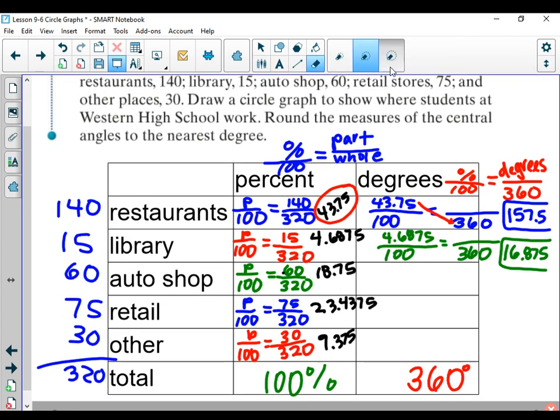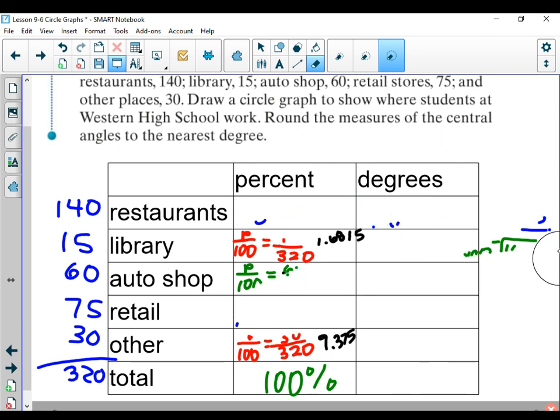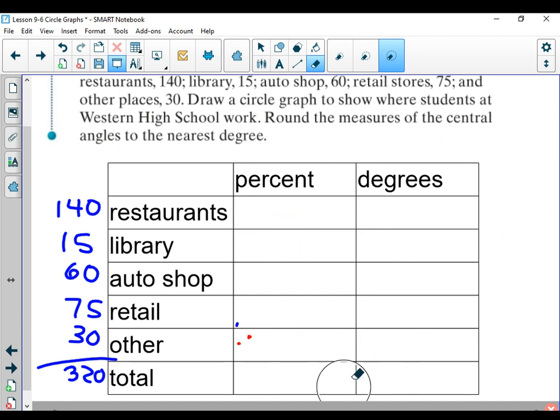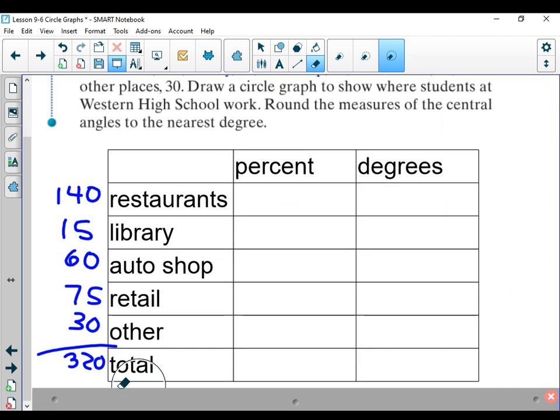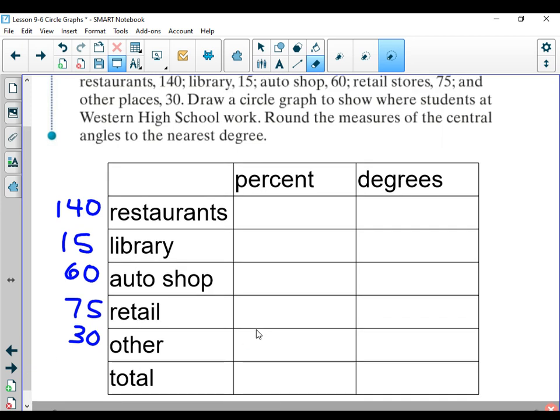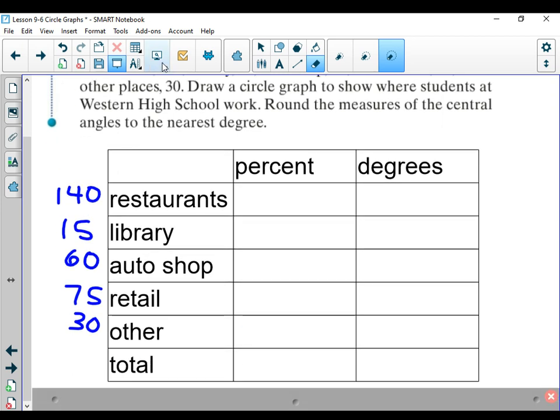And the first thing we should do is add up how many students were surveyed. So it said 140 worked at a restaurant. Maybe they're at Culver's or Taco Bell or McDonald's, Dairy Queen.